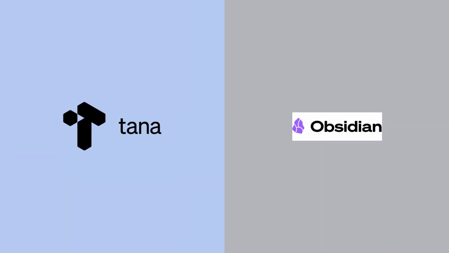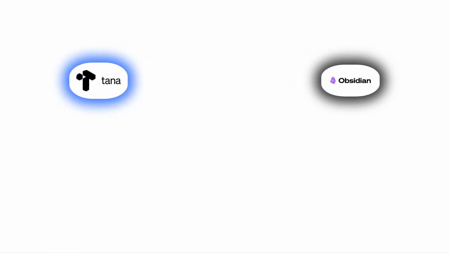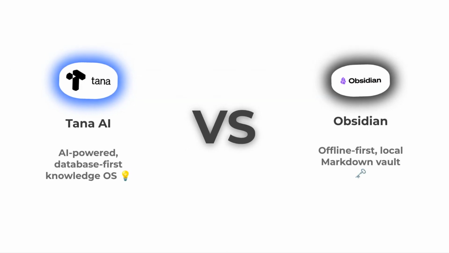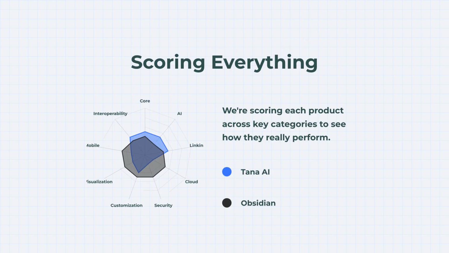Two cutting-edge note tools, one big question, which one really delivers? On the left, Tana, the AI-powered database-first knowledge OS. On the right, Obsidian, the offline-first local markdown vault. Let's skip the buzzwords and get to the real stuff. Each category earns points, so at the end you'll see exactly who comes out on top. The result might just surprise you.